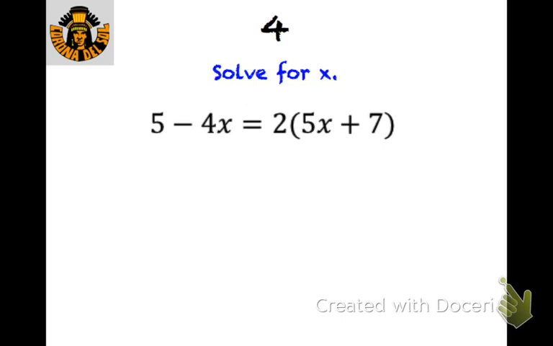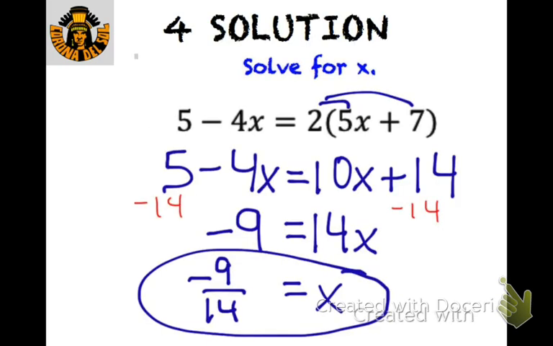And solving for x. So here, solving for x, we're going to distribute the 2, you can see. And so we get 10x plus 14. Then what we would do is we would like to add the 4x. So we add 4x. That's where we get that 14x. And then we have to subtract 14 from each side. So we get negative 9. And then we divide by 14. So negative 9 over 14 is a great answer.